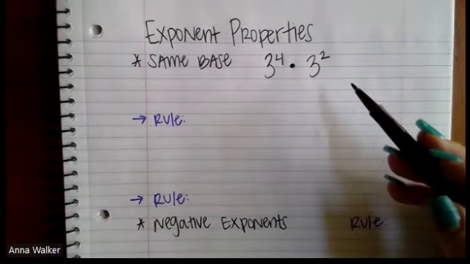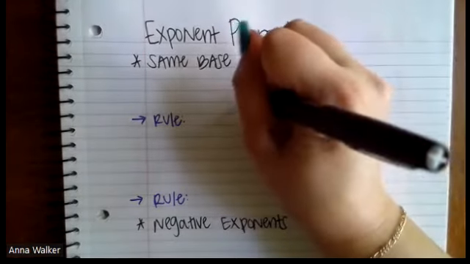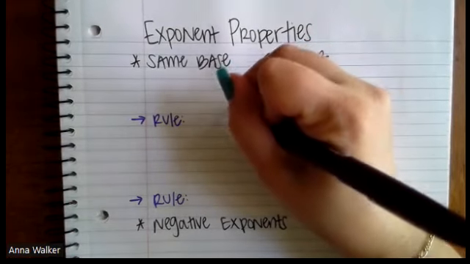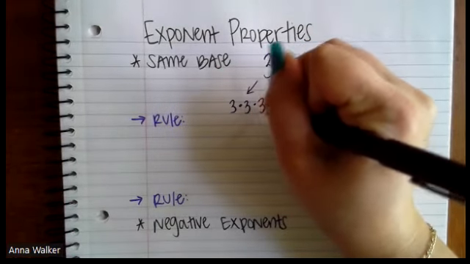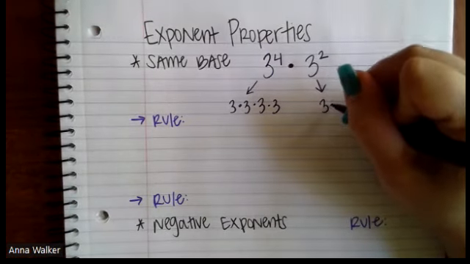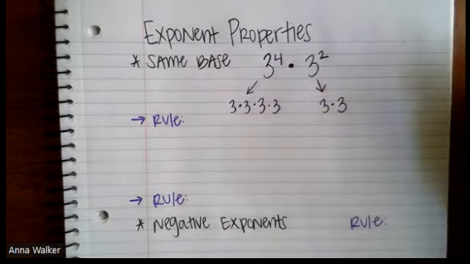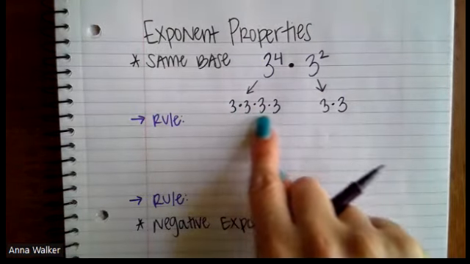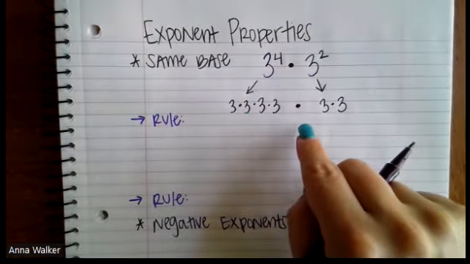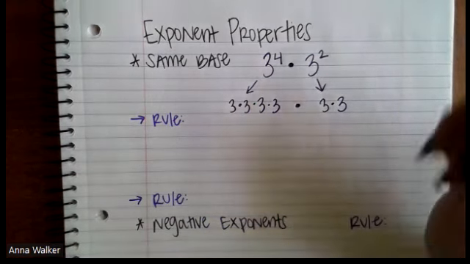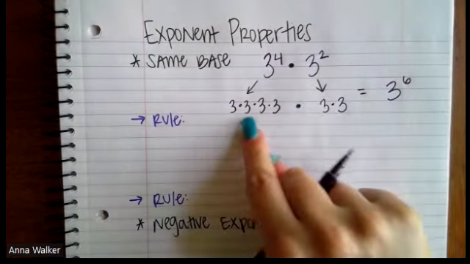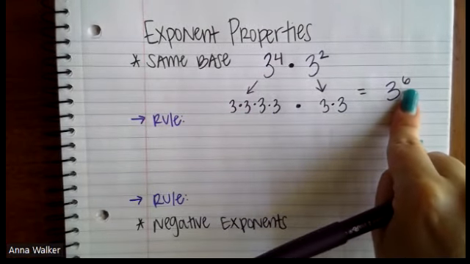Okay, if we were to break down these exponents into expanded form, let's see what that would look like. So 3 to the power of 4 is 3 times 3 times 3 times 3, right? And 3 to the power of 2 is 3 times 3. So if we combined all of these, 3 times 3 times 3 times 3 times 3 times 3, this is equivalent to 3 to the power of 6. We're multiplying 3 times itself 6 times.